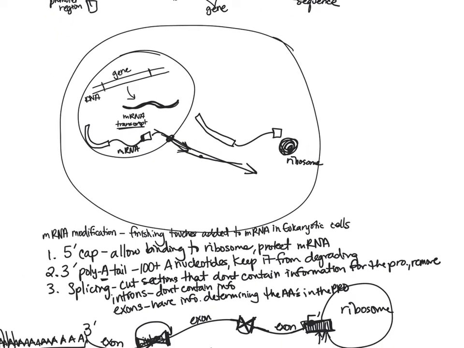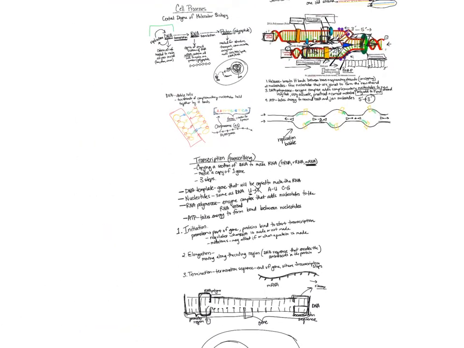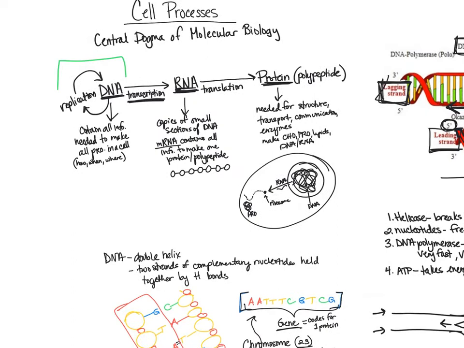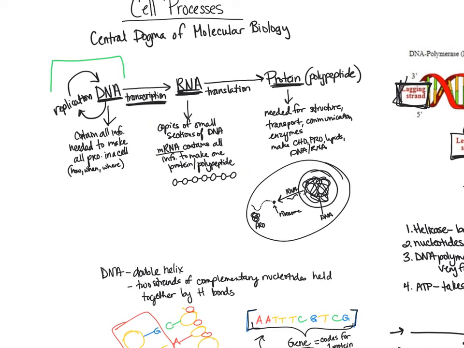Then we go through RNA modification. And once we do that, we've added our 5' cap, 3' poly A tail. We've gone through splicing. Then we can leave the nucleus and go out into the cytosol and meet up with a ribosome. And that's what we're going to talk about in the next one, is we're going to continue on with the central dogma, now that we've talked about transcription. Now we have our RNA molecule, specifically our mRNA molecule, and next we're going to talk about translation.